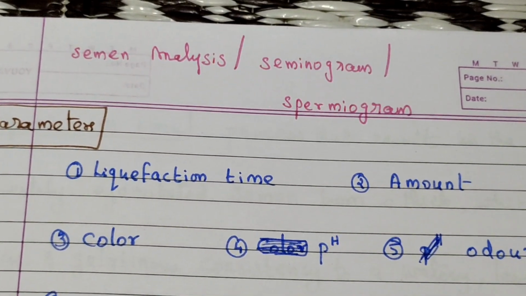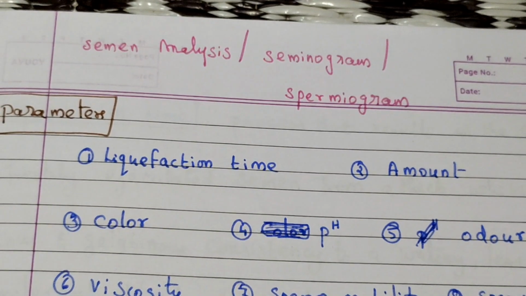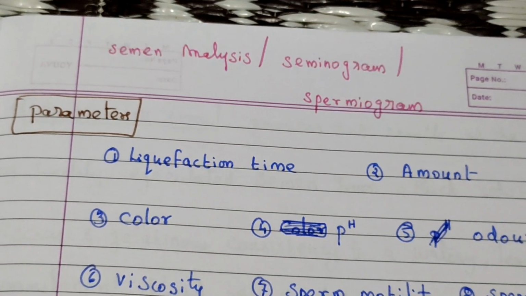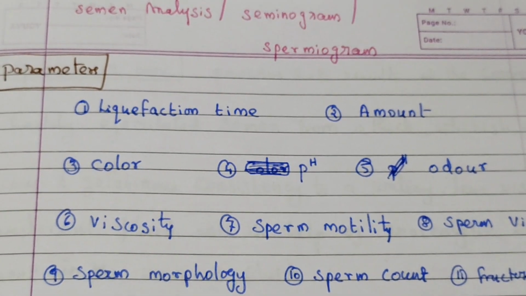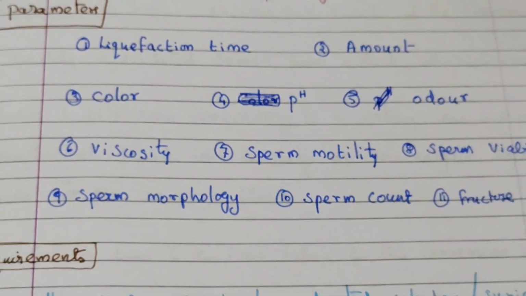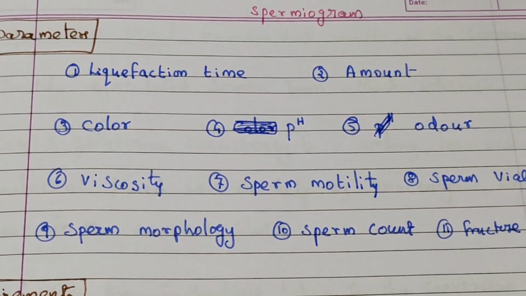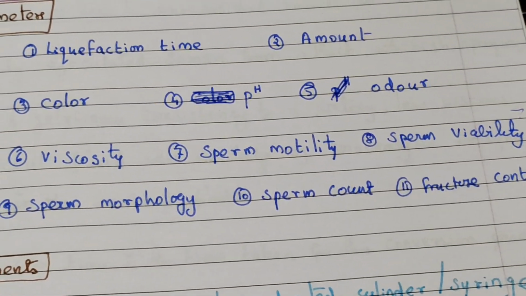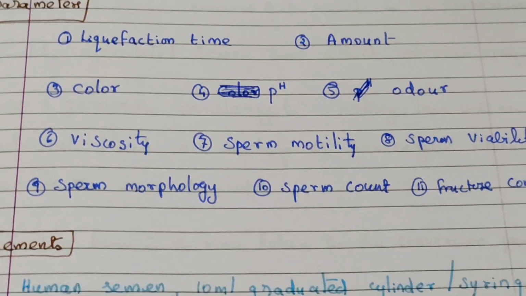Semen analysis, also called semenogram or spermiogram, is a comprehensive series of clinical tests that evaluate the quality and quantity of a semen sample. What are the most important and commonly analyzed parameters included under semen analysis? In total, 11 parameters: liquefaction time, amount, color, pH, odor, viscosity, sperm motility, sperm viability, sperm morphology, sperm count, and fructose content.